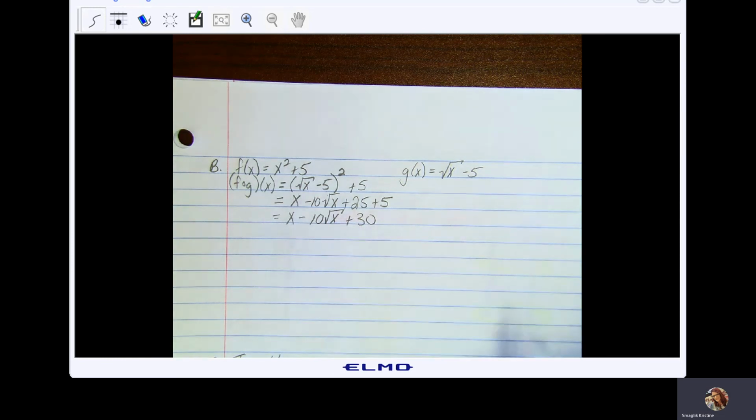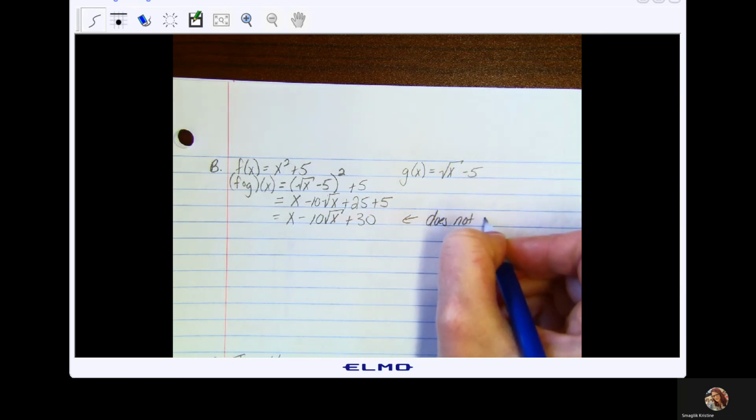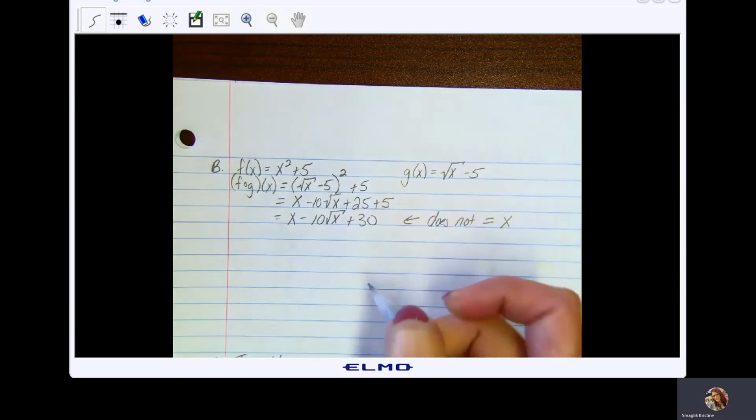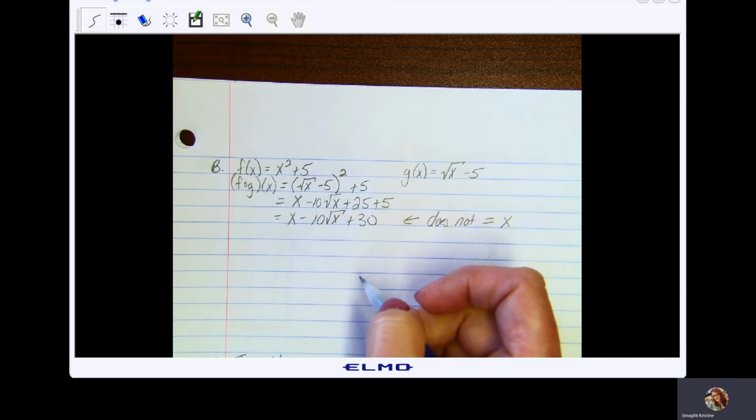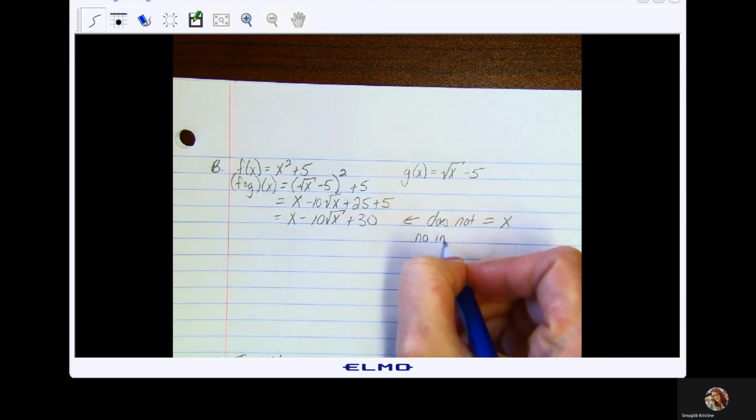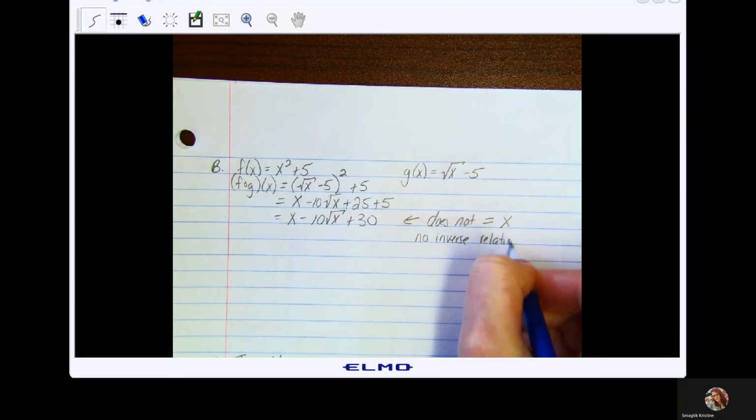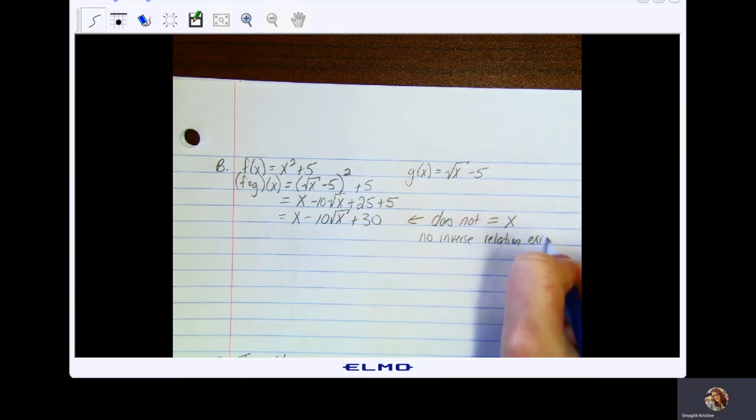Since this does not equal x, we can already see that no inverse relation exists. And so I really don't even need to try it the other way.